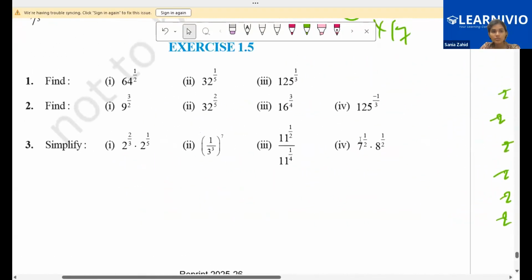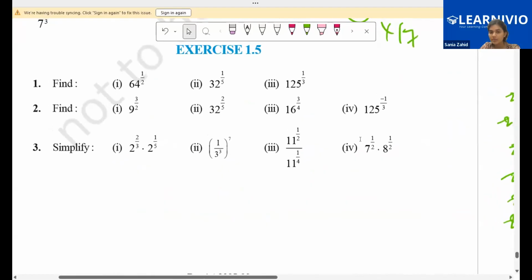Now, similarly, student, can you do the other questions as well, like 32 to the power 1 by 5? So 32 to the power 1 by 5. First, you break down 32. So 32 is 2 to the power whatever number, and then whole power 1 by 5. Like this, you will do.